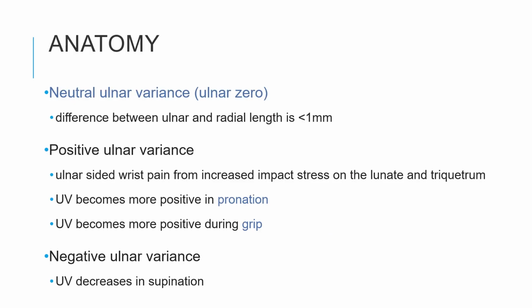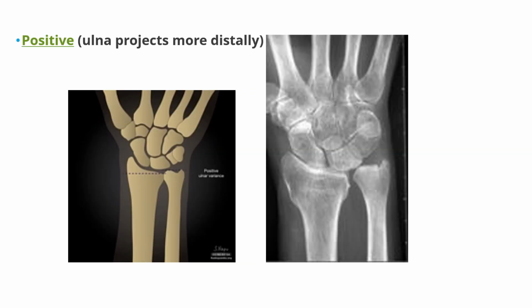So anatomy, neutral ulnar variance means the difference between radial and ulnar length is less than 1 mm. Positive ulnar variance means the length of the ulna is more compared to the radius. So positive ulnar variance is seen in pronation and during hand grip. Negative ulnar variance is seen in supination. The positive ulnar variance means the ulna projects more distally.